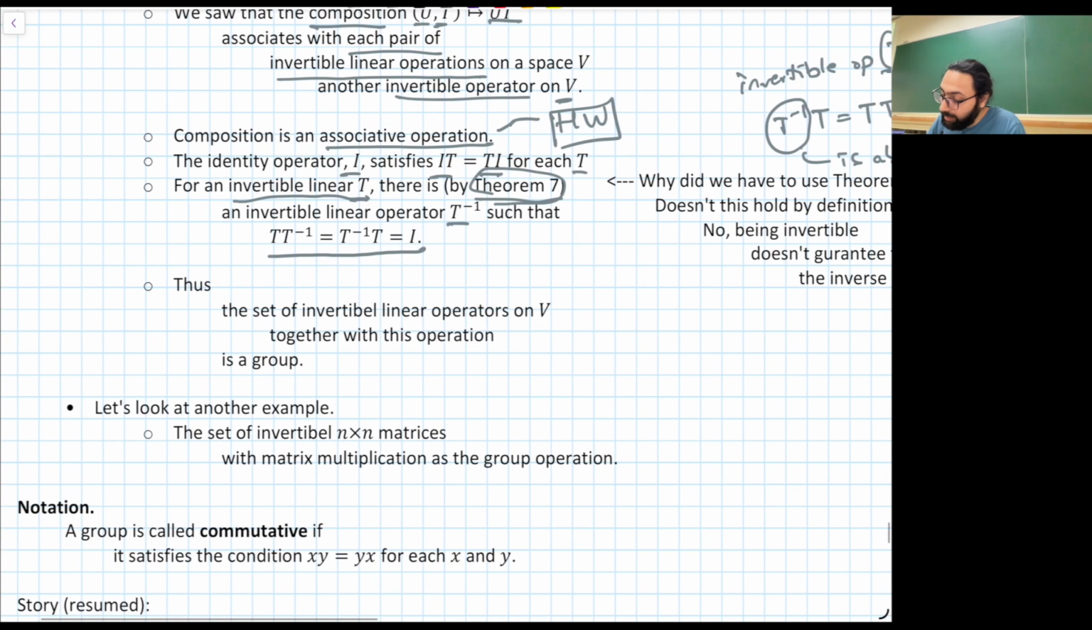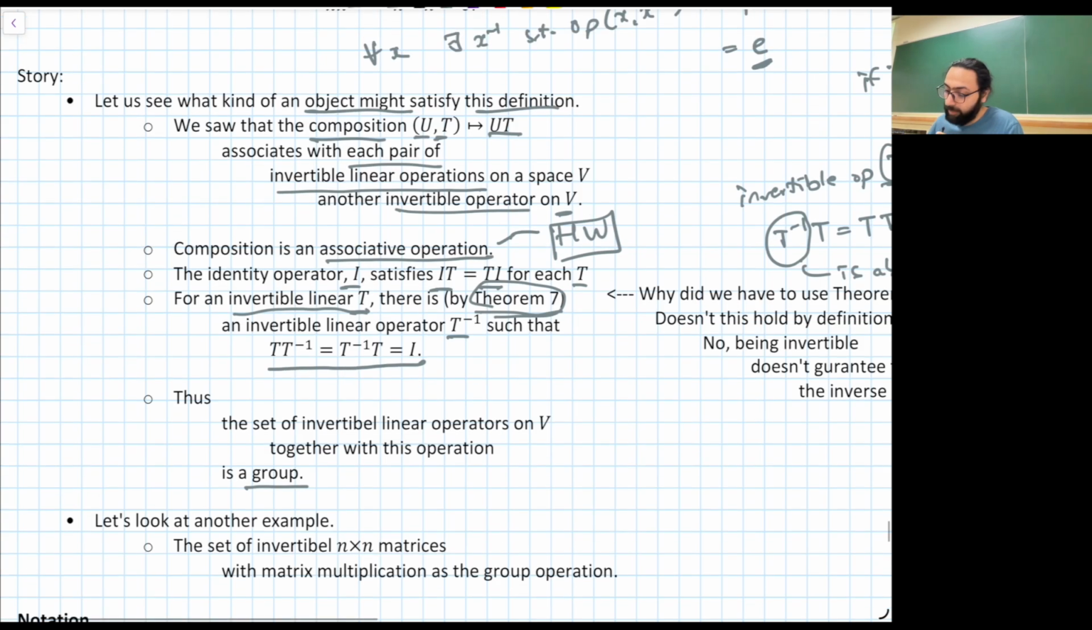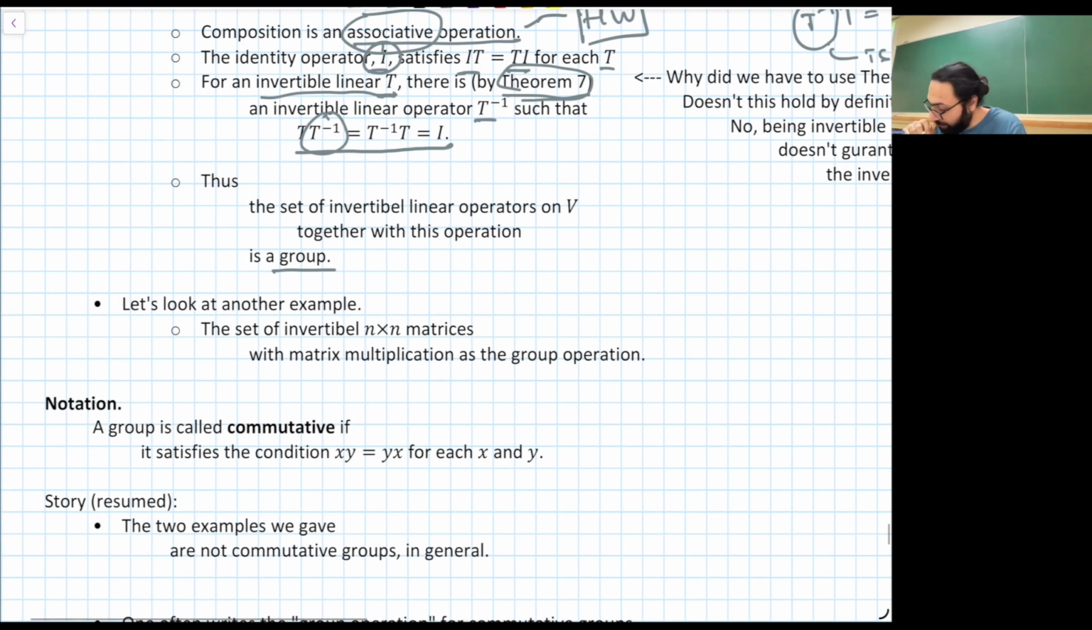So now, thus the set of invertible linear operators on V together with this operation is a group. Okay. So it has all the properties: it has associativity, it has identity, and it has an inverse. Right? These are the three things that we need for something to be a group, and it has all the properties. Okay. Now let's look at another example.